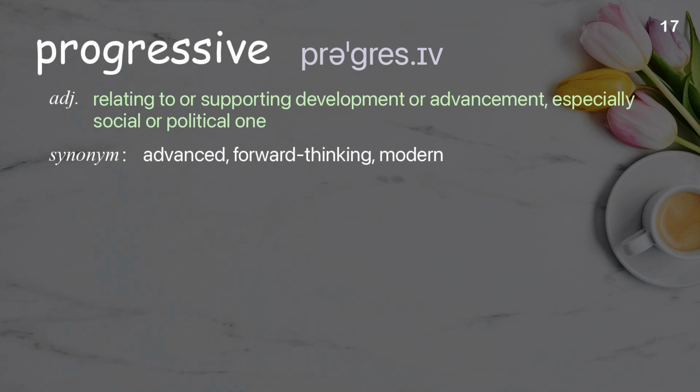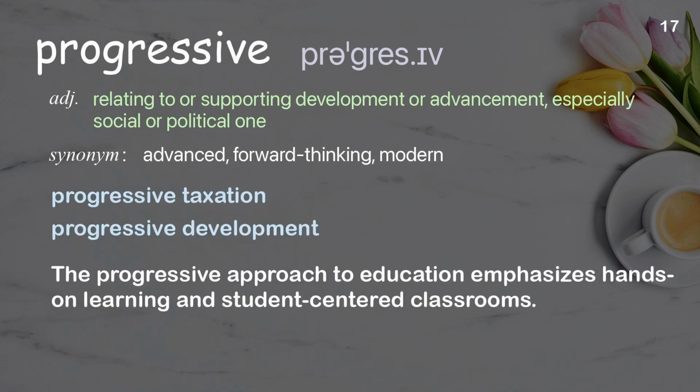Progressive. Relating to or supporting development or advancement, especially social or political. Examples: Progressive taxation. Progressive development. The progressive approach to education emphasizes hands-on learning and student-centered classrooms.